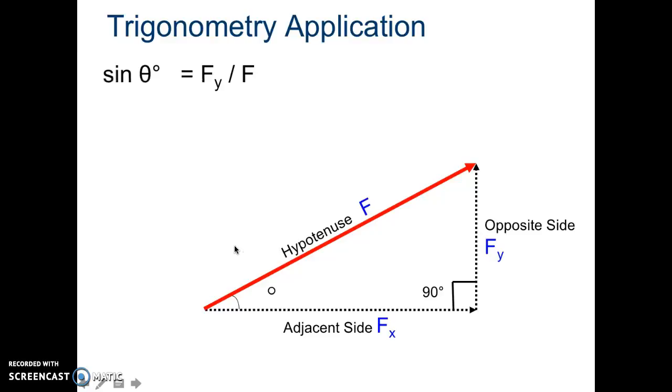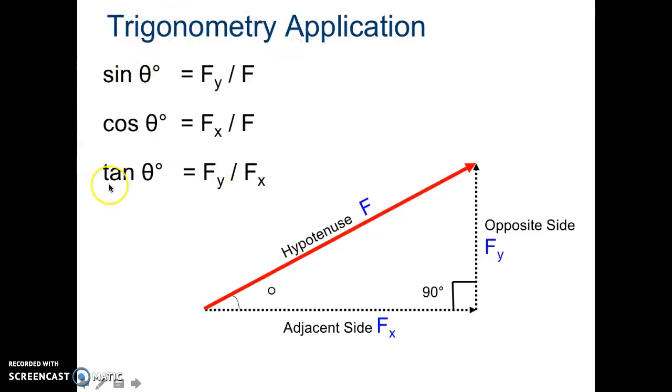So if we know that, that's just a different way to write all those. Sine is opposite leg over hypotenuse. Cosine is adjacent over hypotenuse, and this is theta. And tangent is going to be opposite over adjacent.